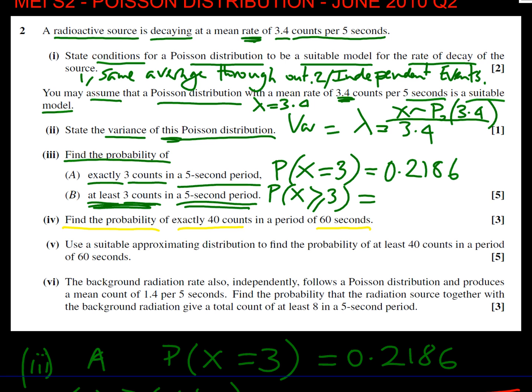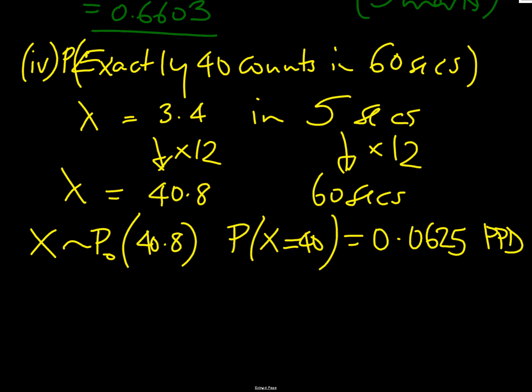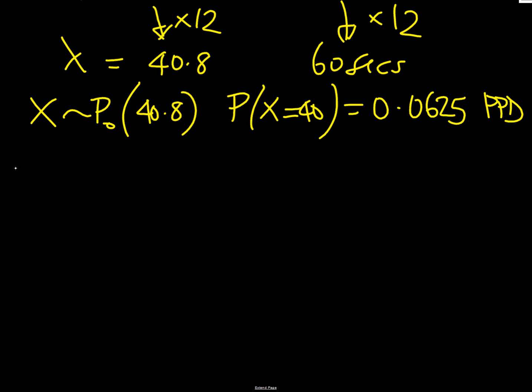Okay. Next step. Use a suitable approximating distribution to find the probability of at least 40 counts in 60 seconds. So we've got to decide which one's suitable. We've got a choice between binomial and normal here, but we're really looking at normal.